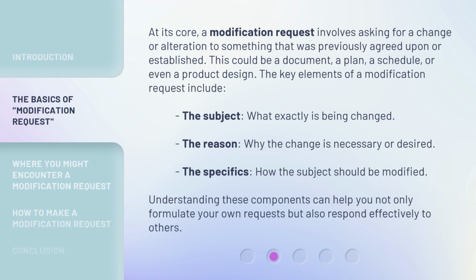At its core, a modification request involves asking for a change or alteration to something that was previously agreed upon or established. This could be a document, a plan, a schedule, or even a product design. The key elements of a modification request include the subject, what exactly is being changed; the reason, why the change is necessary or desired; the specifics, how the subject should be modified. Understanding these components can help you not only formulate your own requests but also respond effectively to others.